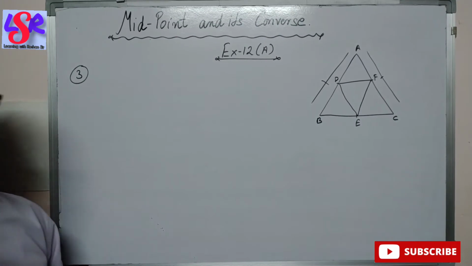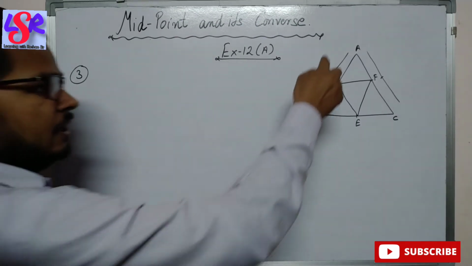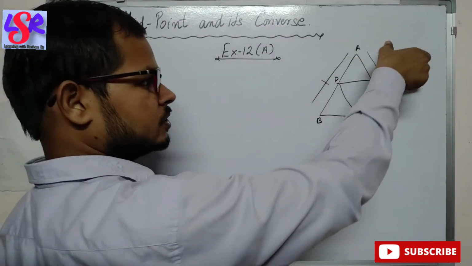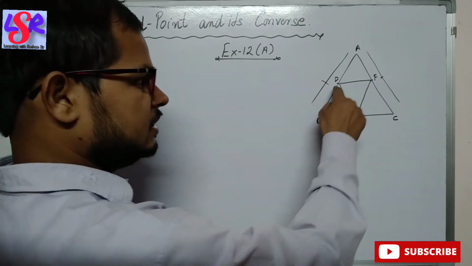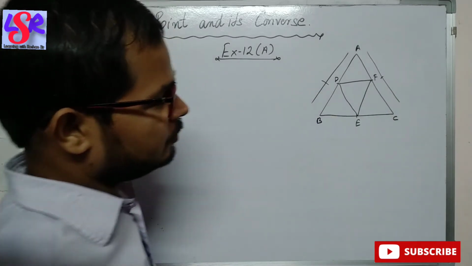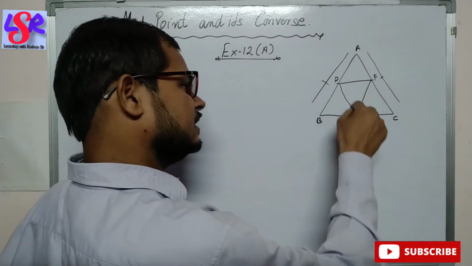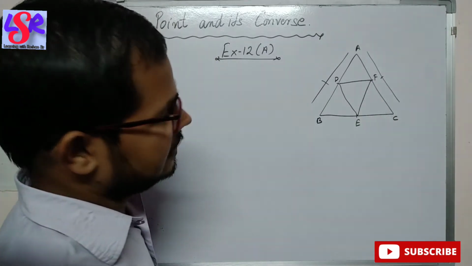Now here in question number 3, we are having a triangle ABC, which is an isosceles triangle in which AB is equal to AC, and D, E, F are the midpoints of the respective sides. Now we have to prove this triangle DEF is also an isosceles triangle.